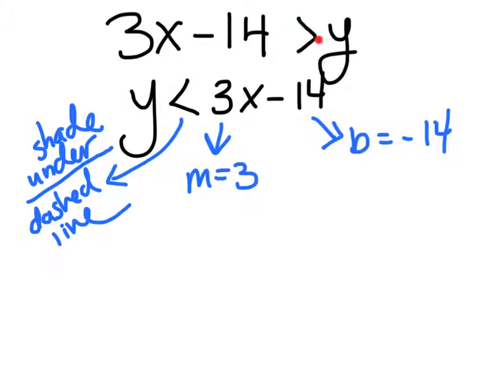3x minus 14 is greater than y is the same thing as y is less than 3x minus 14. And so I tend to switch this around so that the y is on the left-hand side because we're familiar with that. That looks like y equals mx plus b. So the slope is 3, the y-intercept is negative 14, and the inequality sign, because y is less than, tells us we're going to shade under, and because it is y is less than and not less than or equal to, we know it is a dashed line.